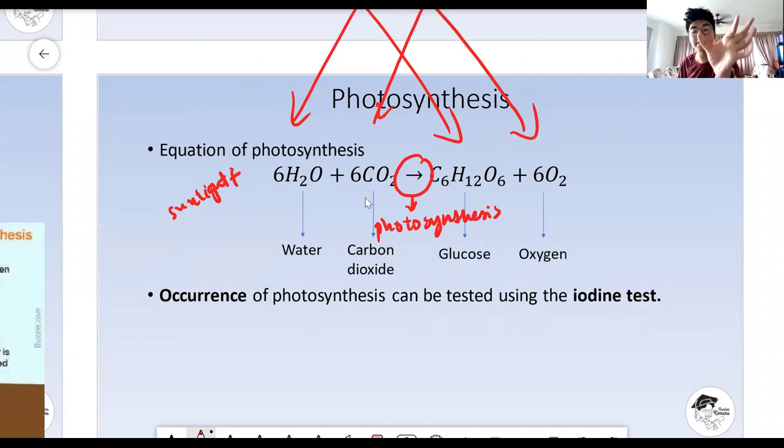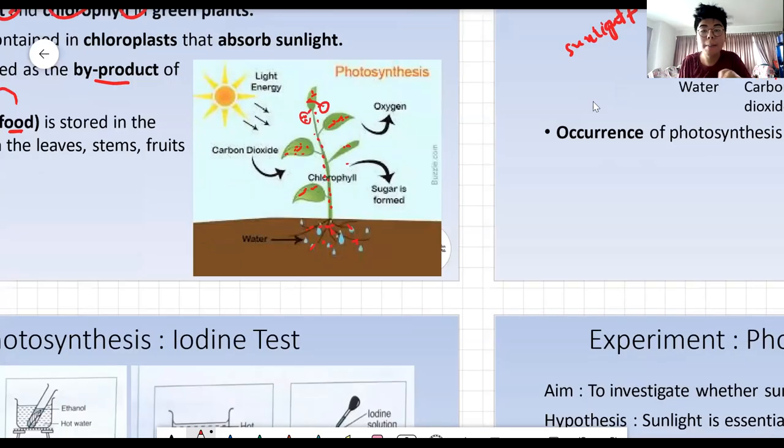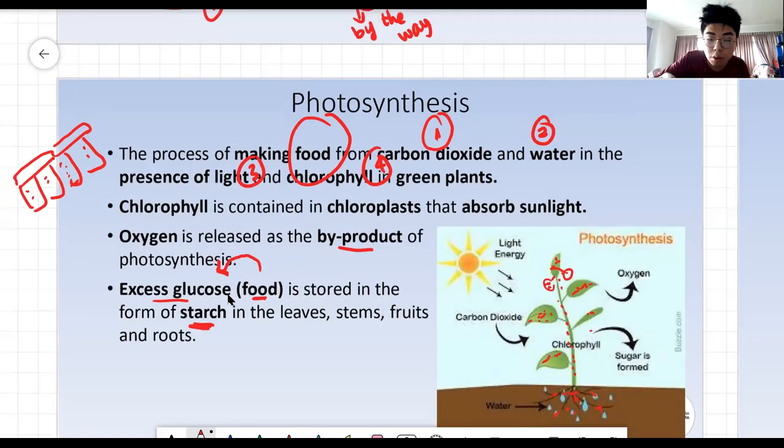Water and carbon dioxide add the sunlight, through the process of photosynthesis, going to produce glucose and oxygen. Glucose is what? Glucose is the food for the plant. Remember glucose or not? What happened to the glucose? Excess glucose being stored as starch in the plant.